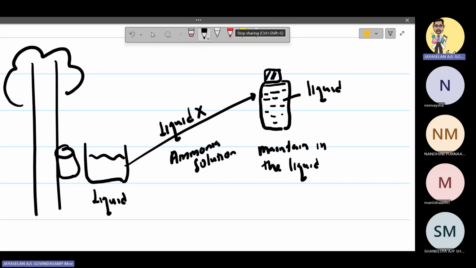And ammonia solution will only maintain it. Ammonia solution, right? Solution means it has what? Water.